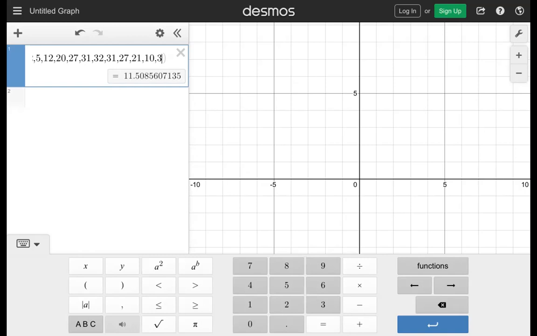Okay. Anyway, this is going to be more accurate. So we have that opportunity to do that. Okay. Do I have the right numbers in there? Let's make sure: 2, 5, 12, 20, 27, 31, 32, 31, 27, 21, 10, and 3. I think I do have the right numbers. All right, so you still have to plug those values in there.